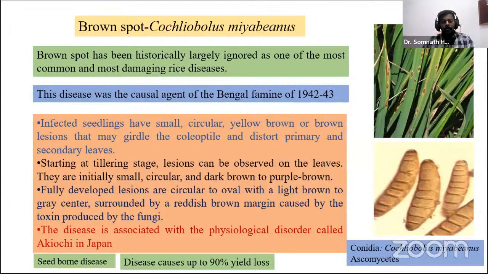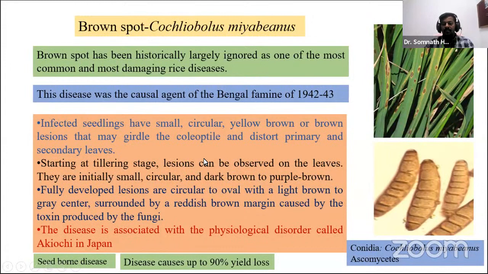The second important disease is brown spot, which is caused by Cochliobolus miyabeanus. Brown spot has been historically largely ignored as one of the most common and most damaging rice diseases worldwide. The disease was the causal agent of the infamous Bengal famine, which occurred in 1942-43. The major symptoms include infected seedlings having small circular yellow, brown lesions that may girdle the coleoptile and distort the primary and secondary leaves.